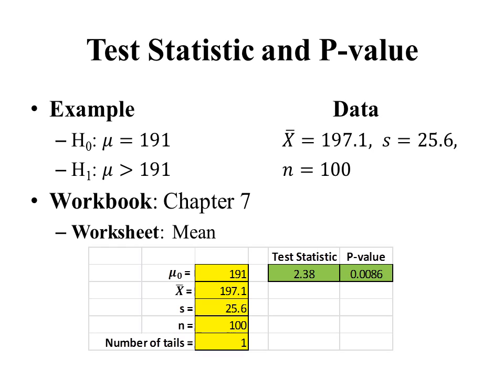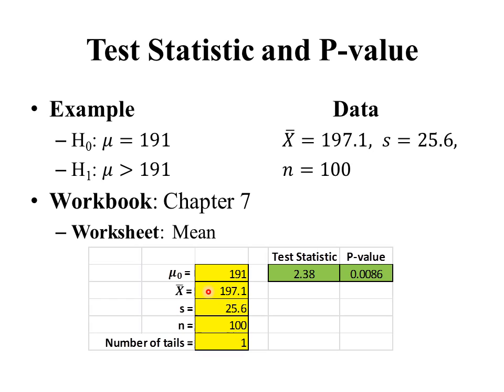So in this example, here are our hypotheses. Here's our sample data. So if we go to the workbook chapter 7 and the worksheet mean, we're going to see something similar to what we've seen before. Some yellow cells that we can change and some green cells that are automatically calculated. So in these yellow cells, we're going to enter our information from our hypotheses and from our data. So mu naught is the number that appears in the null hypothesis. So we see the number 191. So we're going to enter that here in this cell.